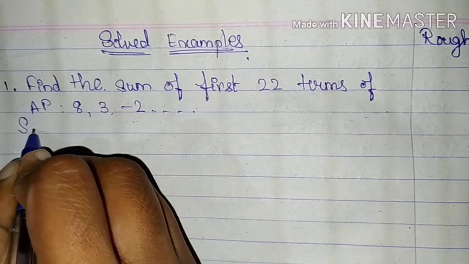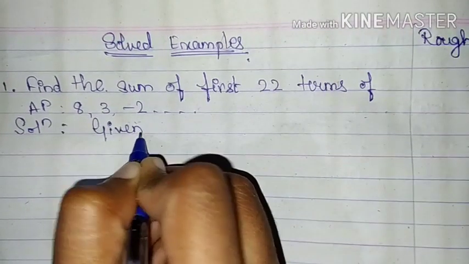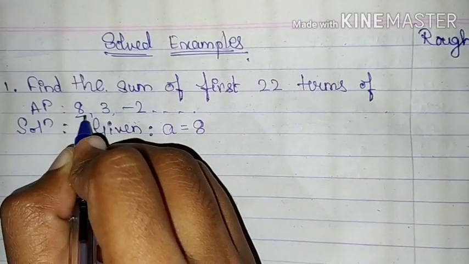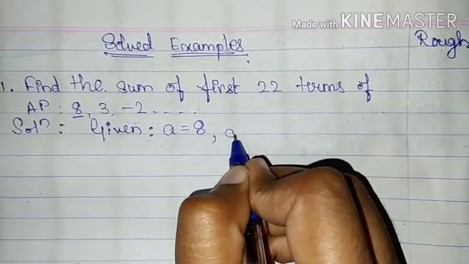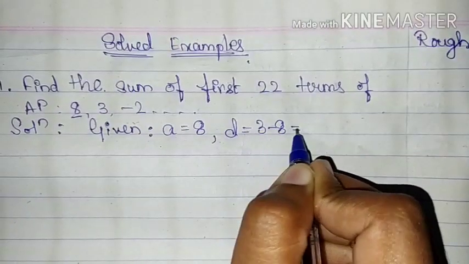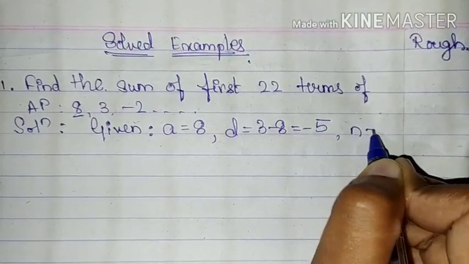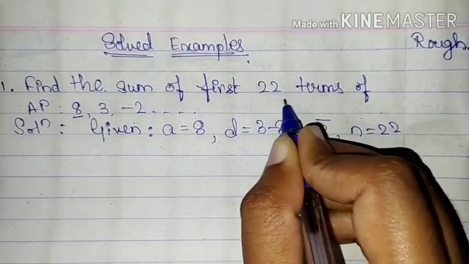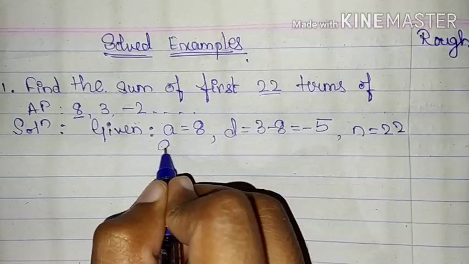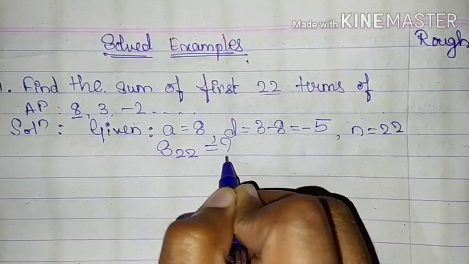So let's write the solution. Given a is equal to 8, the very first term of this AP is 8. d is equal to 3 minus 8, that is a2 minus a, which will be equal to minus 5. n is equal to 22. They have told us 22 terms, so n is equal to 22. We have to determine the sum of first 22 terms, that is S subscript 22.